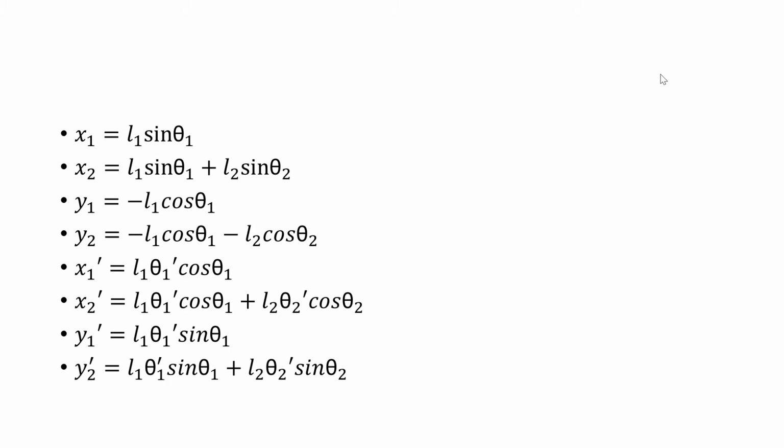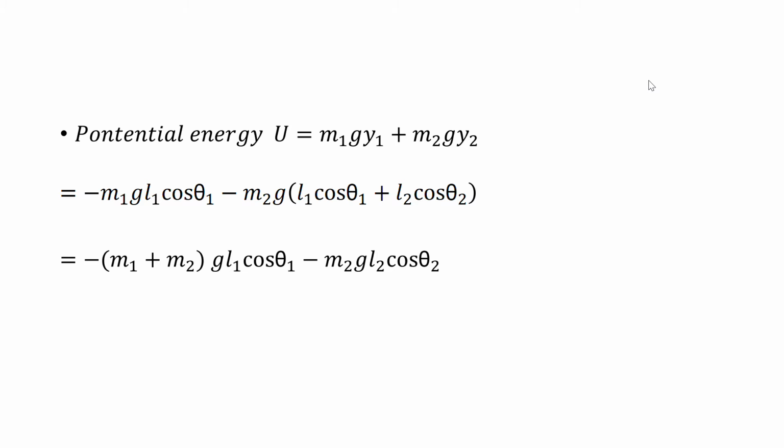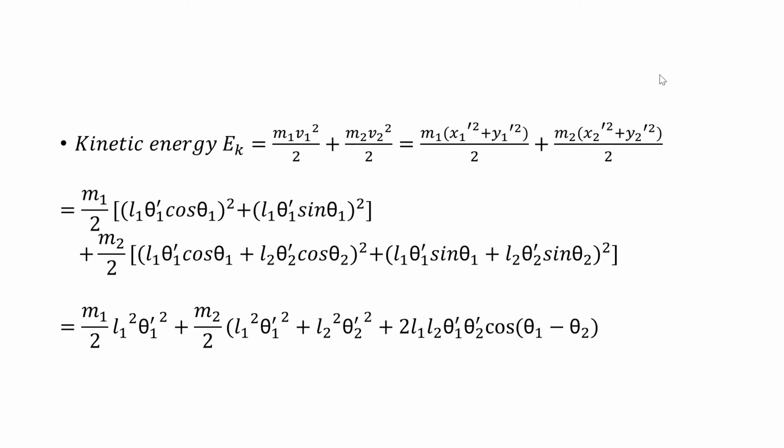First, we should transform the Cartesian coordinates to θ1 and θ2. Then we can represent the potential energy by θ1 and θ2. And also the kinetic energy.